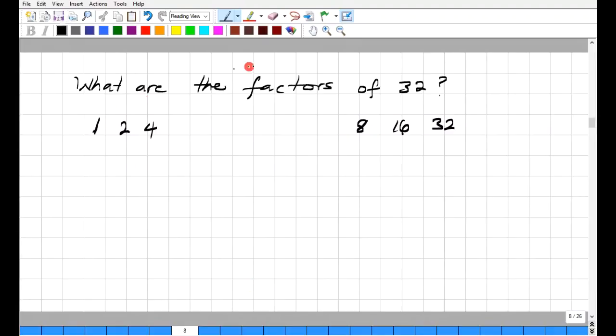So let's go with this now. So the factors of 32 would be 1, 2, 4, 8, 16, and 32. So 1 could go into 32, 32 times. 2 could go into 32 16 times. 4 could go into 32 8 times. 8 could go in there 4 times. 16 could go in there 2 times. 32 can go into 32 1 time.